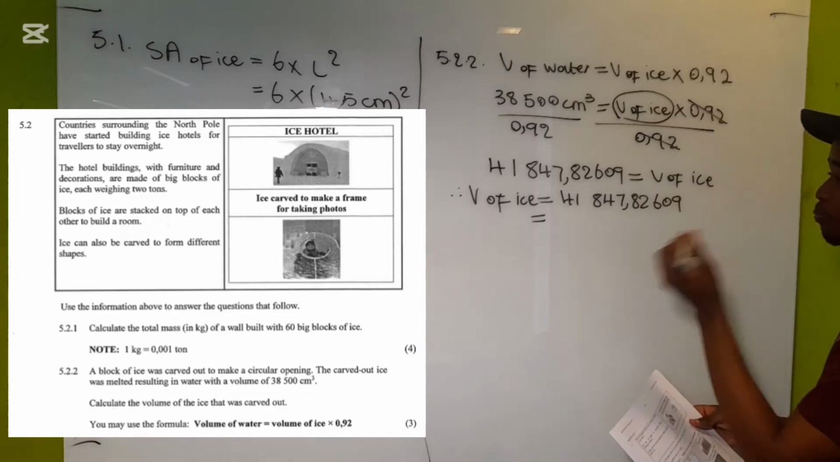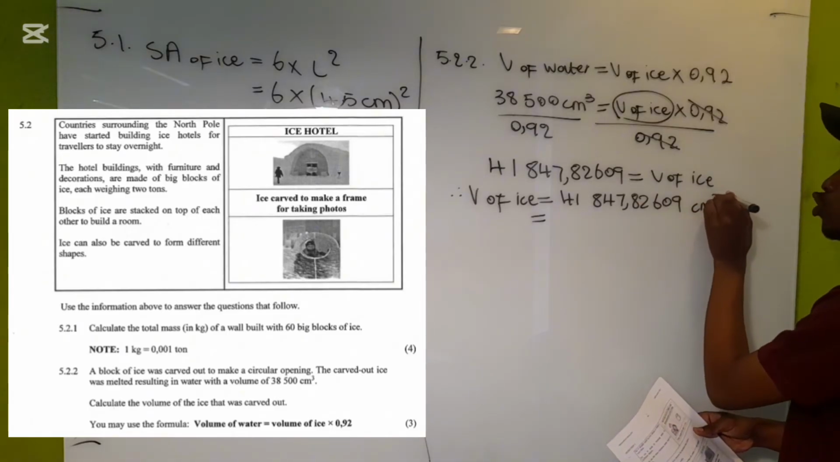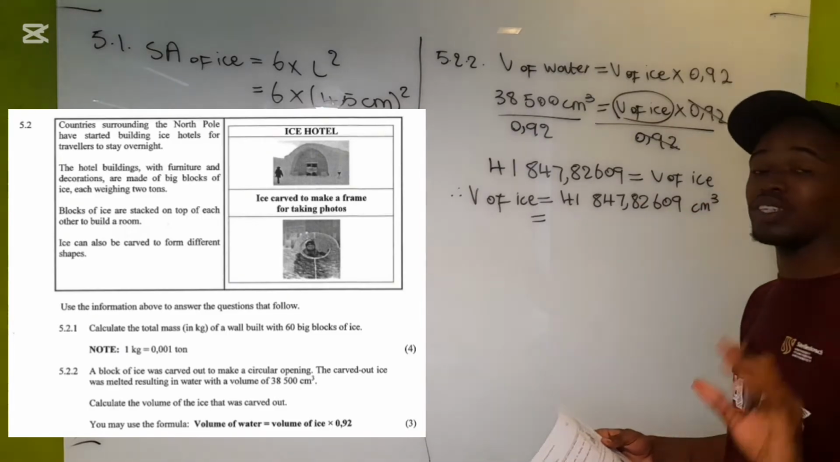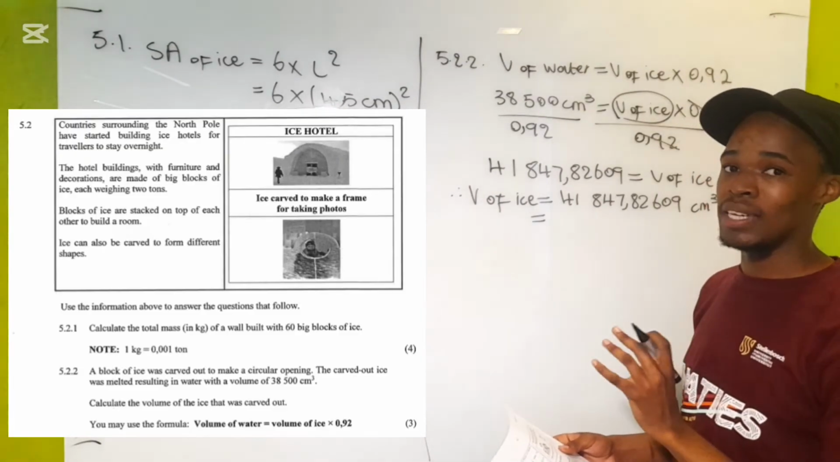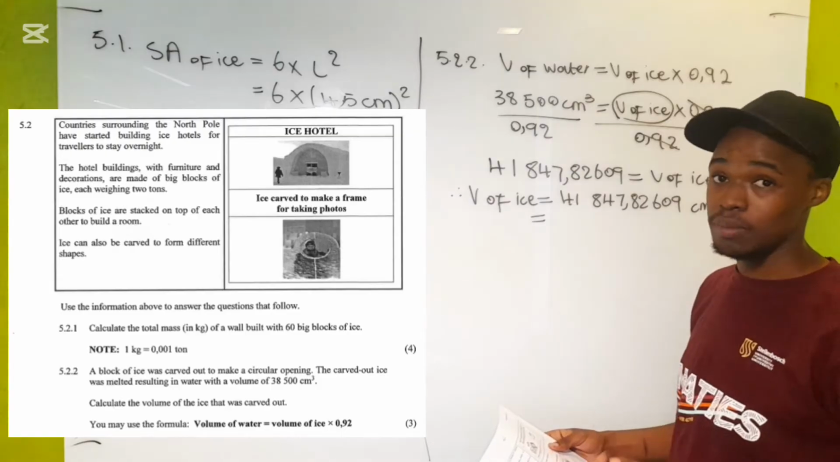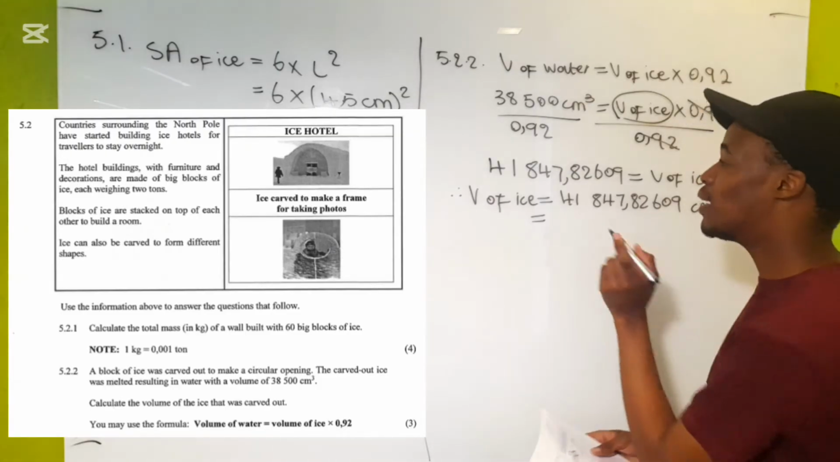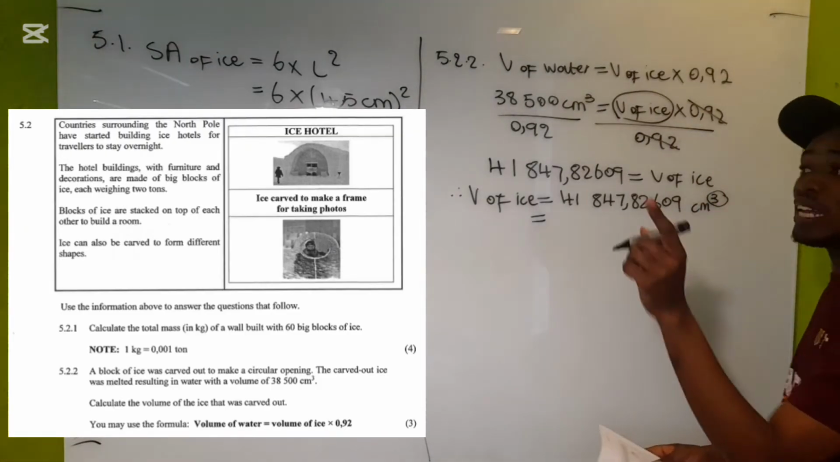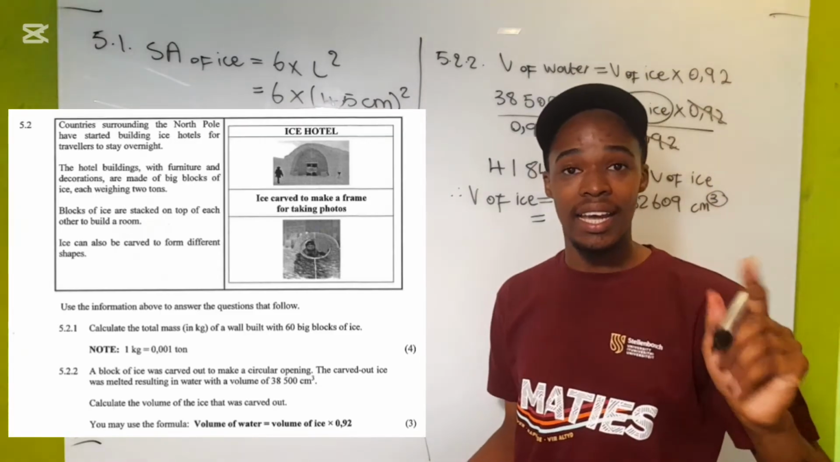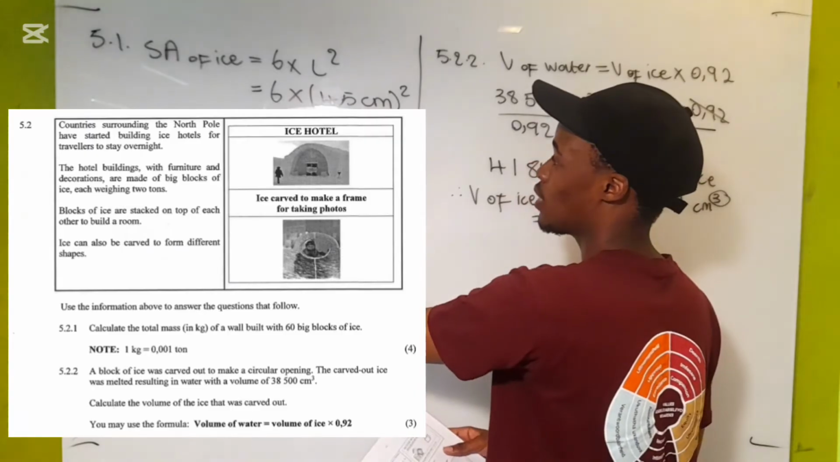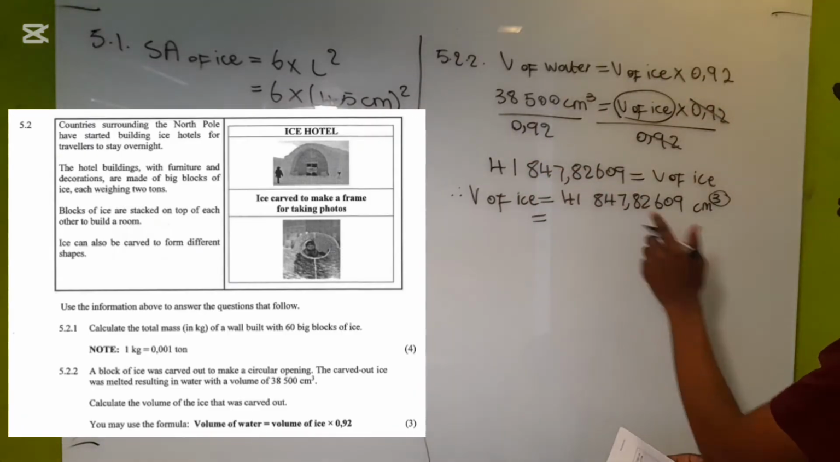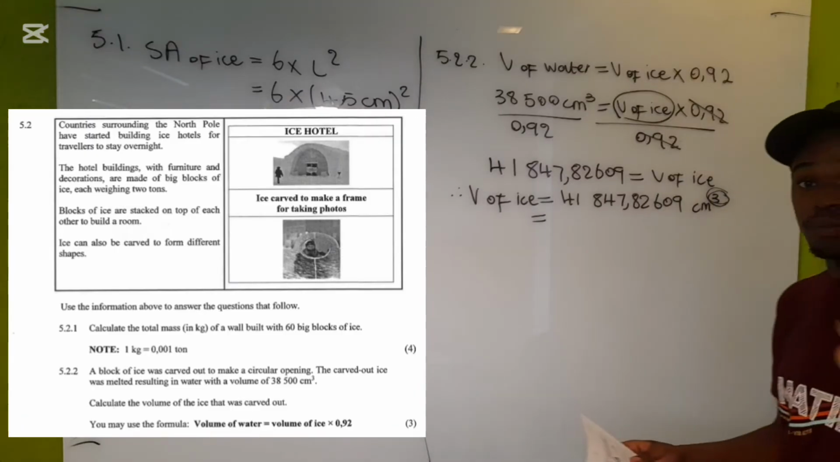Okay, sorry, it has to be in cubic centimeters as well because it's the volume. Volume is always in cubic measures. It can be cubic meters, cubic centimeters, cubic millimeters, but it has to be in cubes. Just like I said, area and surface area are always in square, and volume is always in cubes. I hope that makes sense.